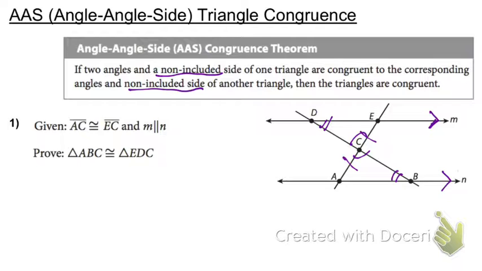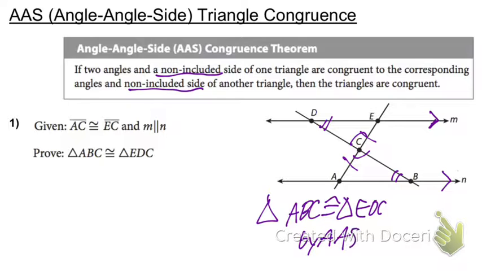Okay? So now, could we say by angle, side, if we kind of follow the pattern, can we say these triangles are congruent? Yes. Yeah, we totally can. Now we could say triangle ABC is congruent to triangle EDC by angle, angle, side.